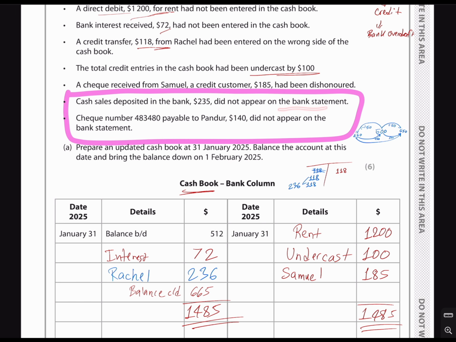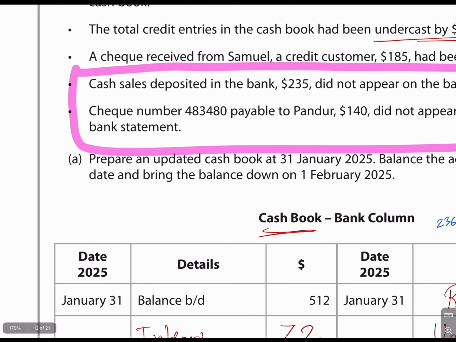Now we just try to solve the time lag here. Cash sales deposited in the bank, 235, did not appear in the bank statement. Now we have two things. We have one, bank lodgements, and another one is unpresented check.